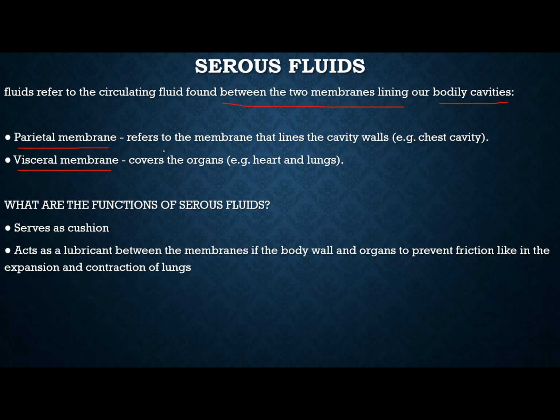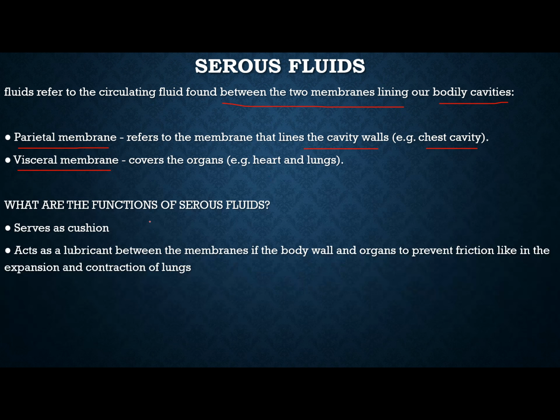Now, parietal membrane class refers to the membrane that lines the cavity walls. An example of this is the walls of your chest or your chest cavity. While the visceral membrane is the membrane that would cover the organs such as the heart and the lungs.